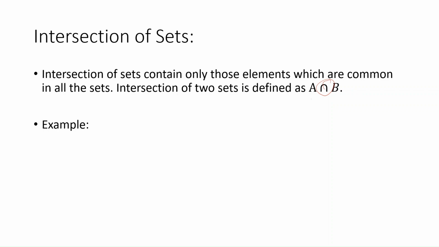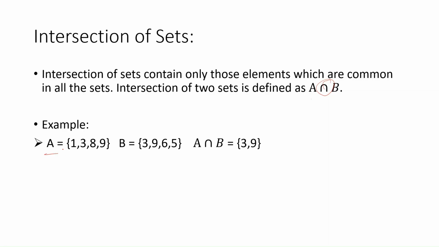For example, we have two sets. One is set A, another one is set B. What are the elements in A? It is 1, 3, 8, and 9. What are the elements of B? That is 3, 9, 6, 5. Now, according to the definition, what will be A intersection B? A intersection B will be the common elements from both the sets.